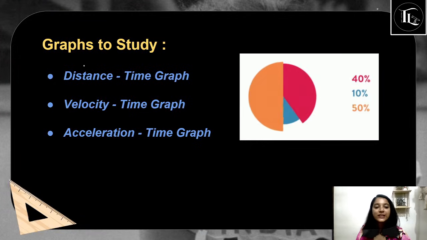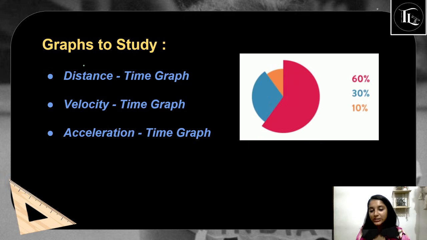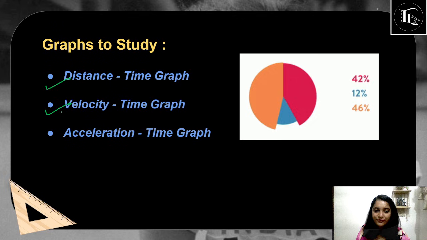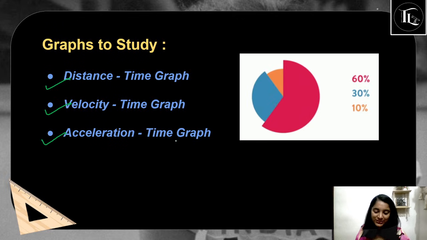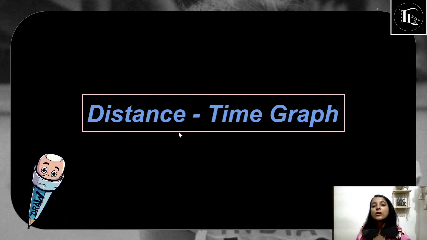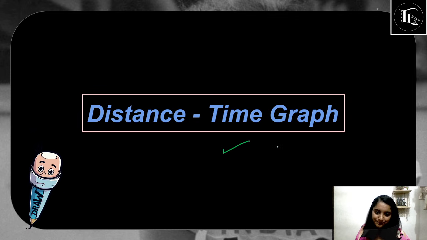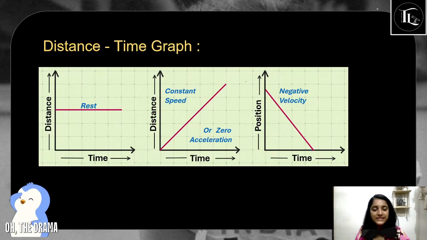Today we are going to study the graphs, but specifically the motion graphs. So in motion graphs, we have three kinds of graphs here: distance time graph, velocity time graph, and the acceleration time graph. We'll be studying all three of them one by one. So starting with distance time graphs here. In a distance time graph, distance is going to be on the y-axis and time is going to be on the x-axis.